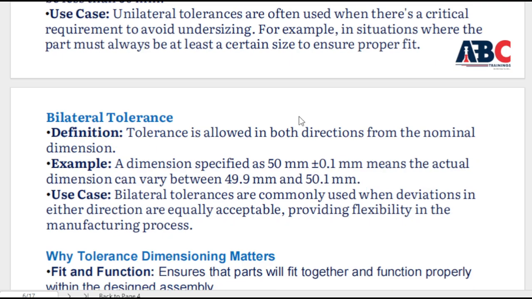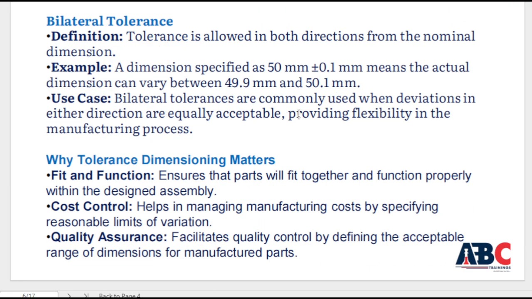Next type is bilateral tolerance. Bilateral tolerance is allowed in both directions from the nominal dimension. For example, a dimension specified as 50 mm plus or minus 0.1 mm means the actual dimension can vary between 49.9 mm and 50.1 mm.